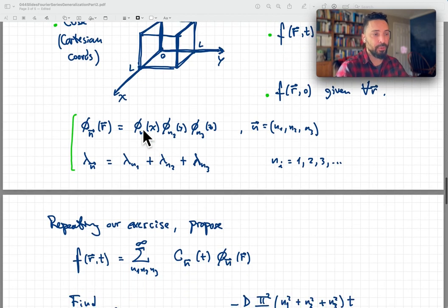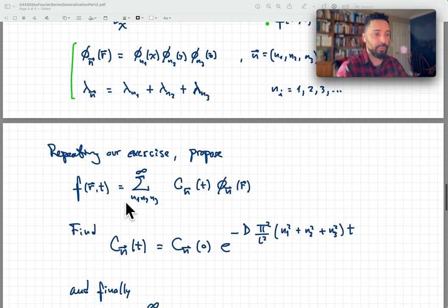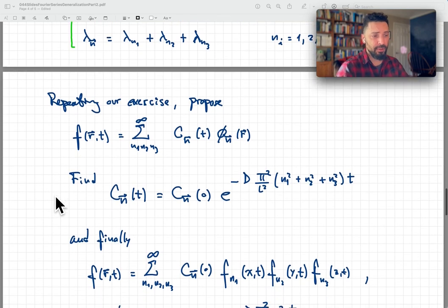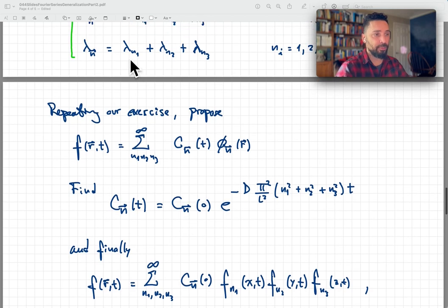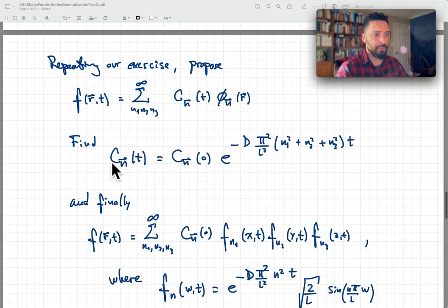And of course in 2D it would be a product of 2 functions instead of 3, and a sum of 2 eigenvalues instead of 3. Repeating the exercise then, we propose this function, we end up with the same differential equation for the time piece, and the role of lambda is played by the sum of lambdas.